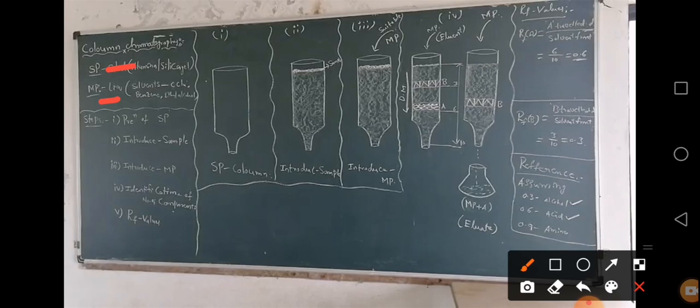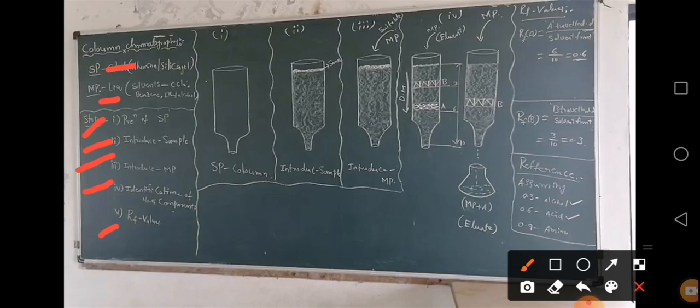Every chromatography includes several steps. The first step is preparation of the stationary phase, the second is introduction of the sample, the third is introduction of the mobile phase, the fourth is identification of the compounds, and the fifth is about RF values. These are the common points in all chromatography techniques.